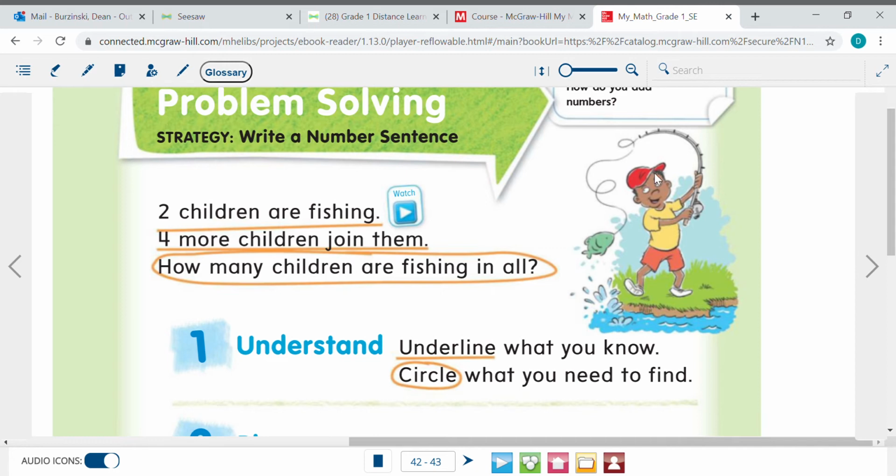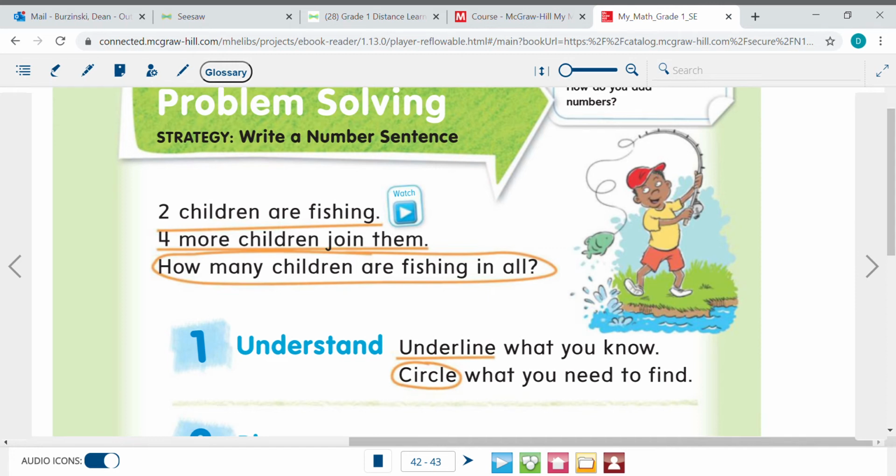Now it says circle what you need to find out. Well, what we need to find out is how many children are fishing in all. So you can notice that there's a big circle around that, and we have at the end of that a question mark. That kind of helps us to know what we need to find out. How many children are fishing in all?